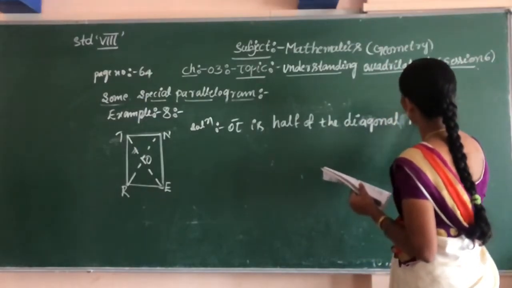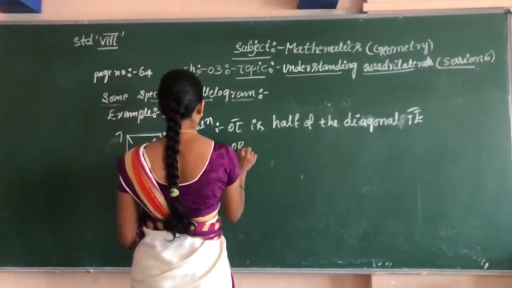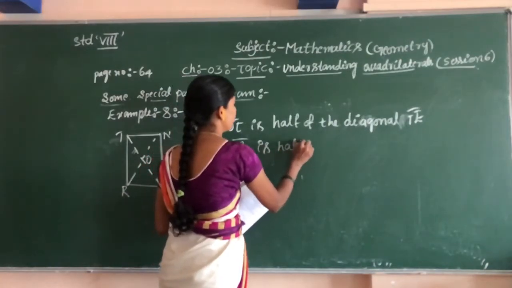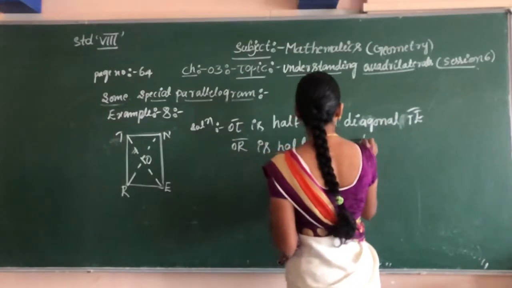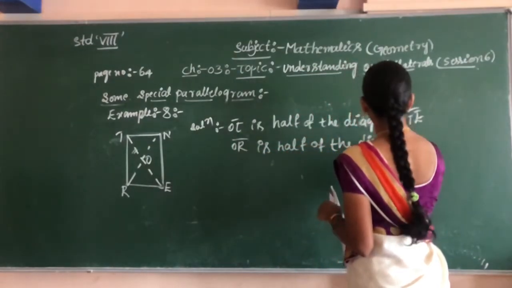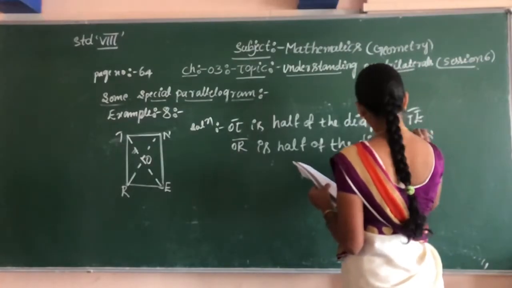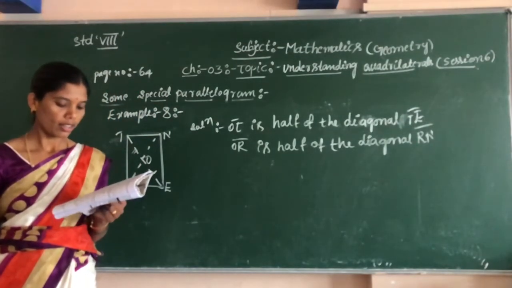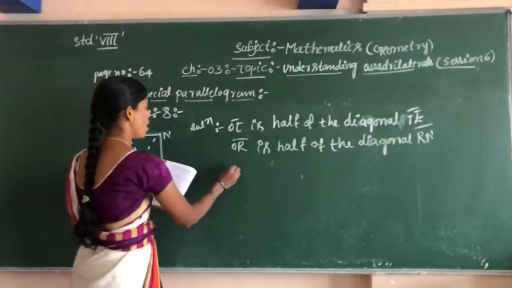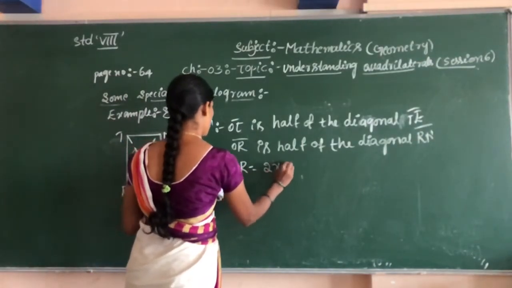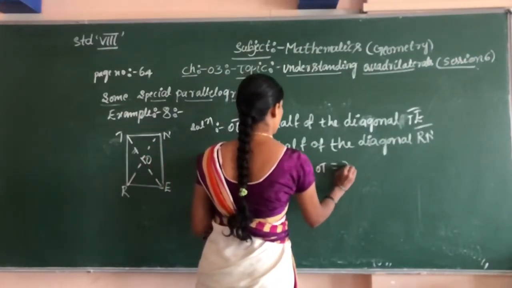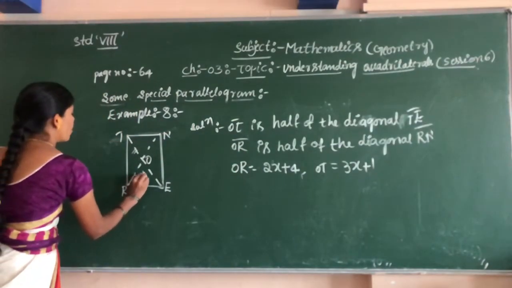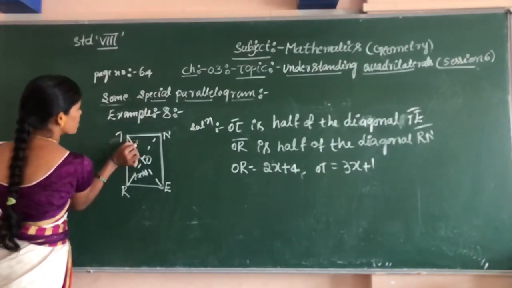Now next, OR is half of the other diagonal. The diagonals are equal. In rectangles, the two diagonals are equal. Which one is given? OR is 2x plus 4 and OT is 3x plus 1.